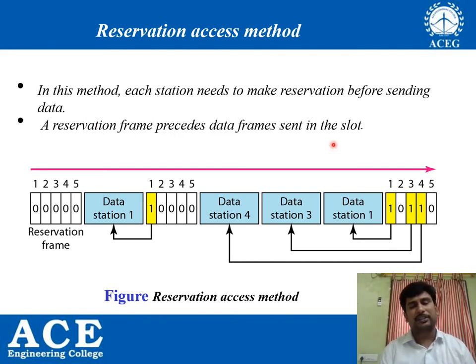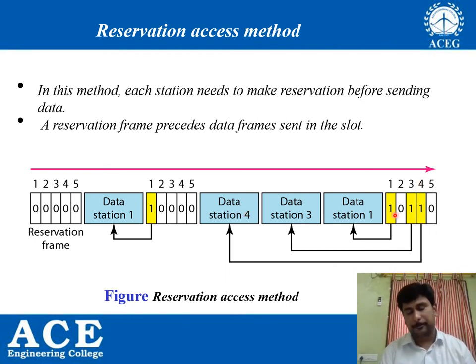So what it means is, if I have some data to be sent, I need to make a reservation. If I don't have any data to send, I do not need to make any kind of reservation. Which devices have made a reservation and which have not will be indicated by a frame called the reservation frame, which precedes the data frames.